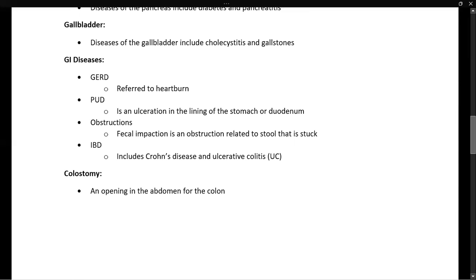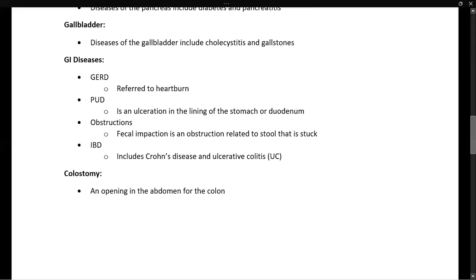Obstructions, such as a small or large bowel obstruction. And one thing that is not an obstruction is actually fecal impaction. While this is technically obstructive, it is not classified as a bowel obstruction. Fecal impaction is related to when the patient simply has stool that is stuck in the bowels. Finally, IBD, or inflammatory bowel disease, is a classification of diseases that includes Crohn's disease and ulcerative colitis.